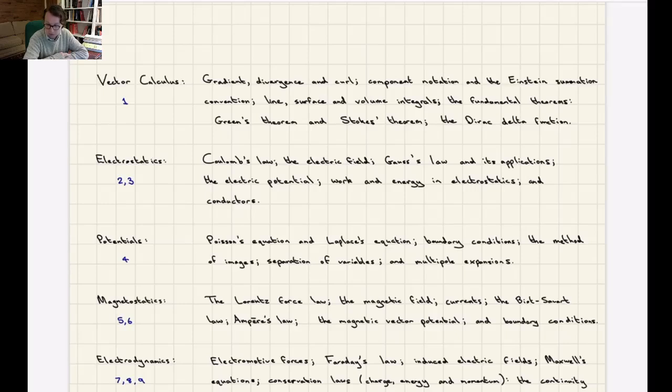We will review line, surface, and volume integrals, and the fundamental theorems of calculus related to the divergence and the curl and the gradient equations, which give us Green's theorem and Stokes' theorem. We'll also meet something else which might be new, the Dirac delta function, and we'll see that we really need this object, as unusual as it will be, in order to think about some of the most fundamental fields in electromagnetism.